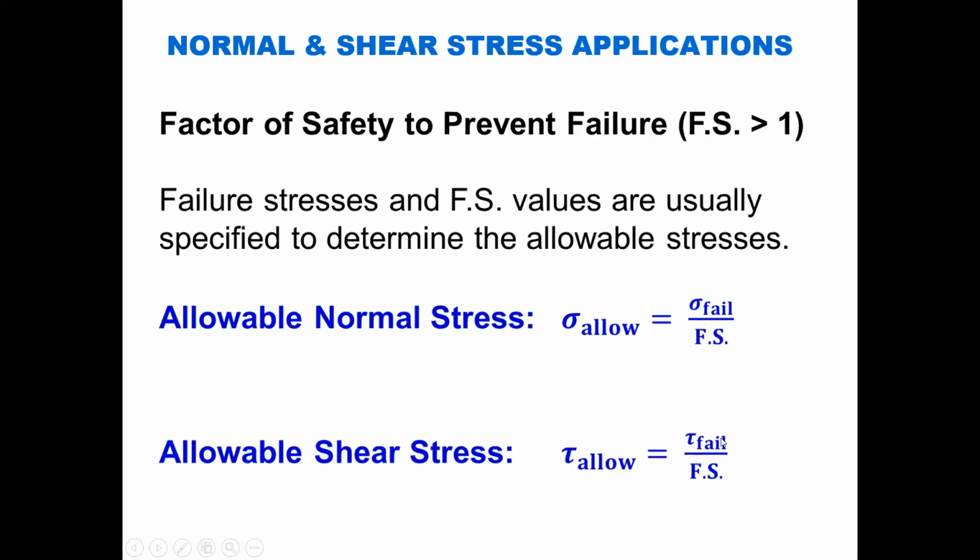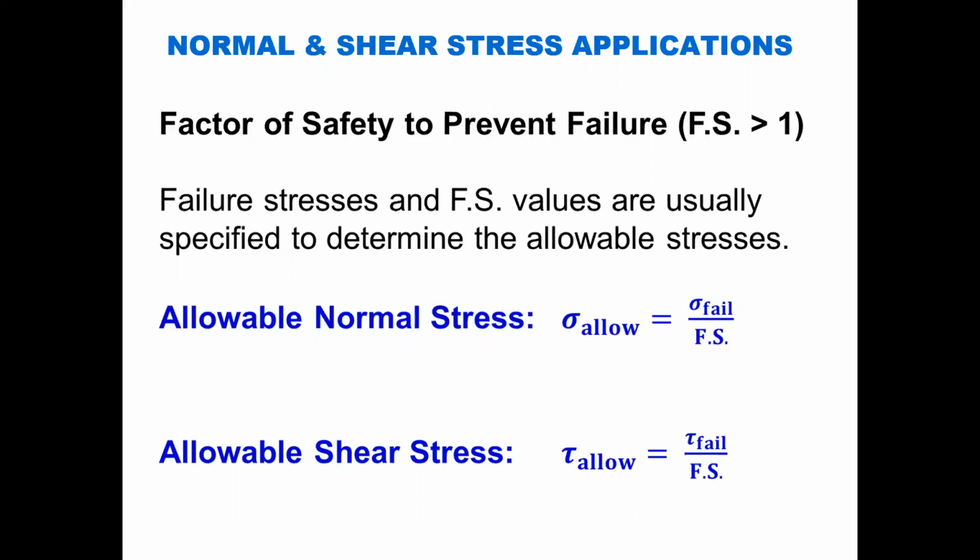Same thing with the shear stress. We could have some failure shear stress condition, and we would divide by a number greater than 1. And then in our design, we would make sure that the components that we were designing never allowed for a stress to go above this value, this allowable value. Okay, and then that's a way to really make sure that the structure performs as we would want it to.